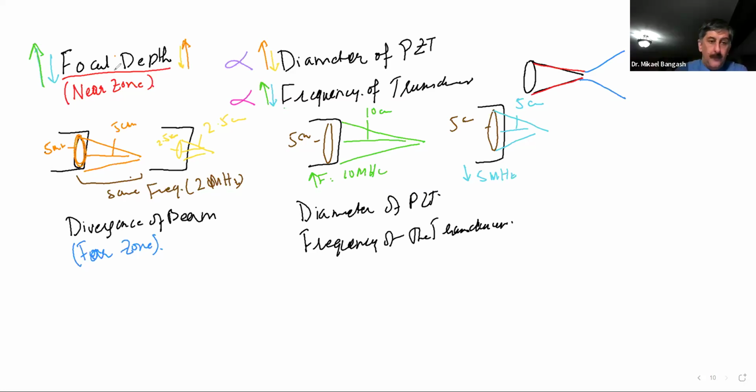So as far as your focal depth is concerned, which is mainly related to what happens to the beam in your near zone, you can say that it is going to be determined by two factors. Factor one is how big our PZT is. And the second is what is the frequency of your transducer.